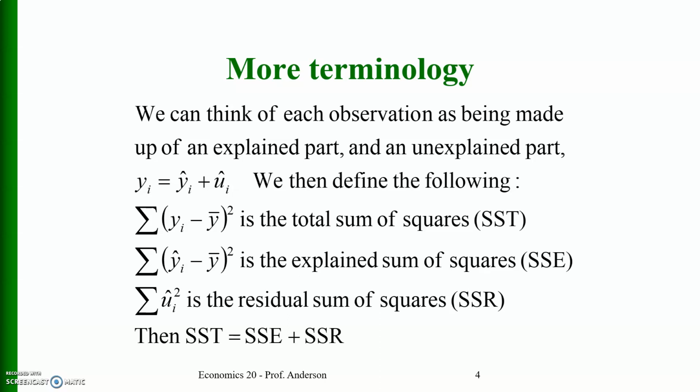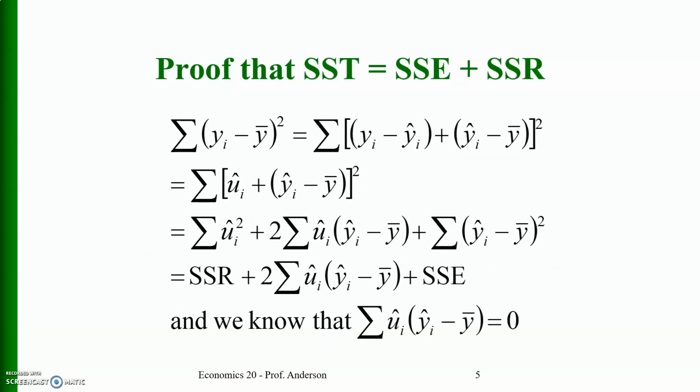We can think of each observation as being made of an explained part and unexplained part. And in deviation form, we can write yi is equal to yi hat plus ui hat. We then define the following. Summation yi minus y bar square is the total sum of square. Summation yi hat minus y bar square is the explained sum of square or regression sum of square. Summation ui hat square is residual sum of square or unexplained sum of square. Therefore, total sum of square is equal to explained sum of square plus residual sum of square.